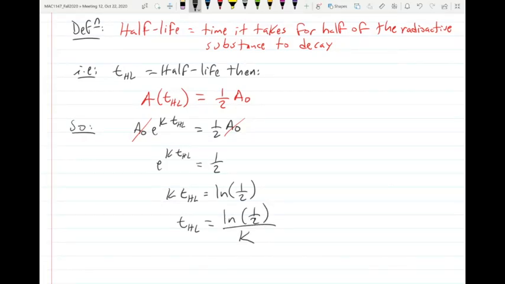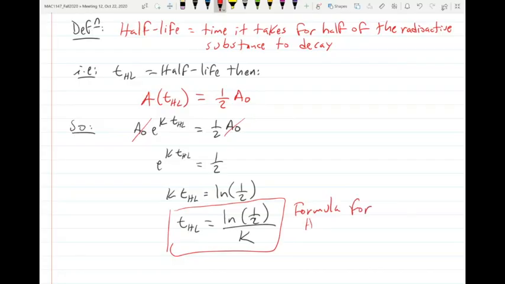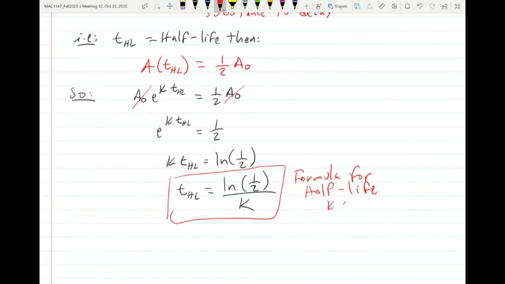Right? And if you want something similar to what we had earlier, notice that we can actually write ln of 1/2. Formula right here. So this is the half-life formula. So formula for half-life. So remember, don't forget that here k is negative. So you can also write this as ln of 2 to the negative 1 over k, which is minus ln of 2 over k, right?